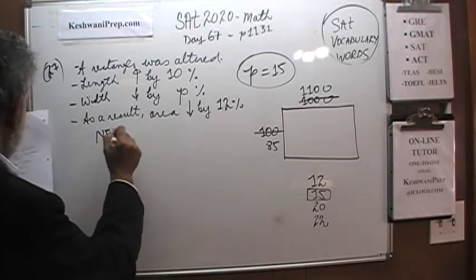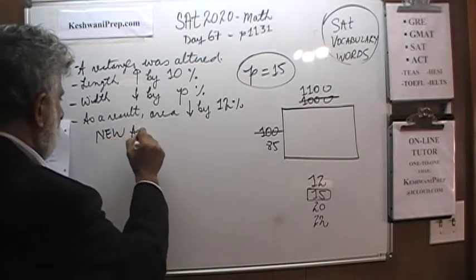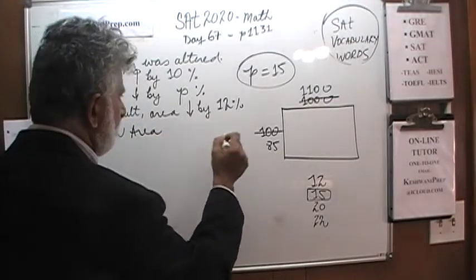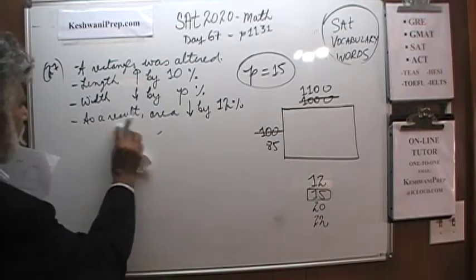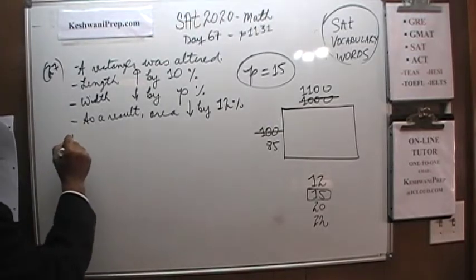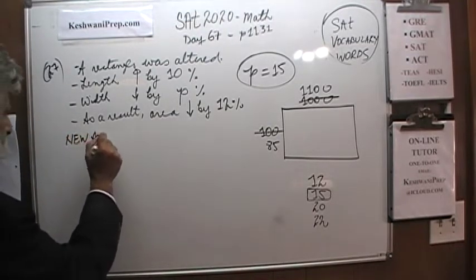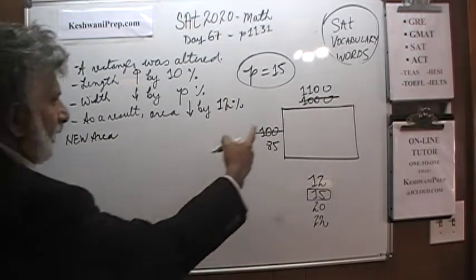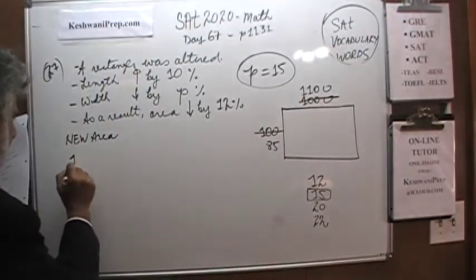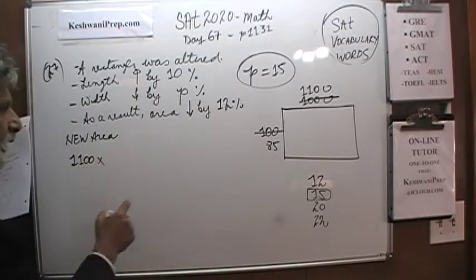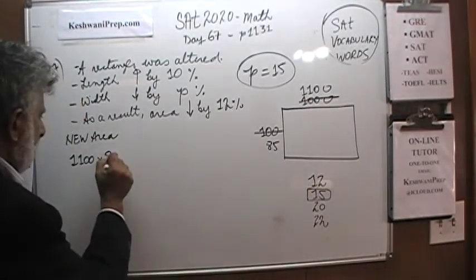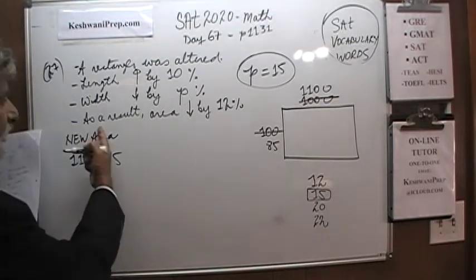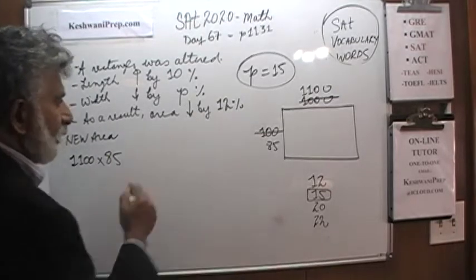Here's the new area, and here's the old area. We'll get to that in a second. Let me start from here. Here's the new area, and we are told that if you increase the length by 10% and reduce the width by 15%, what happens? We are told that as a result, the area goes down by 12%.